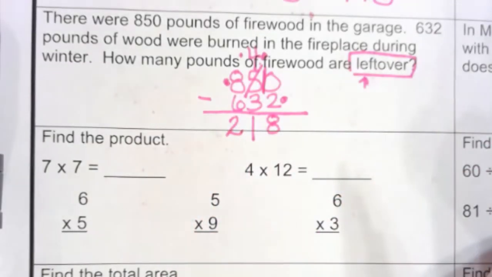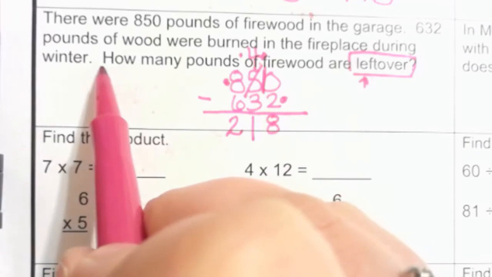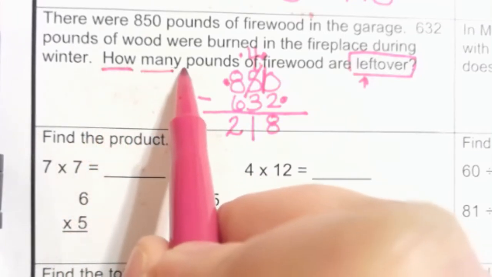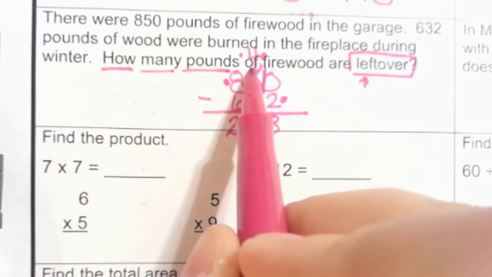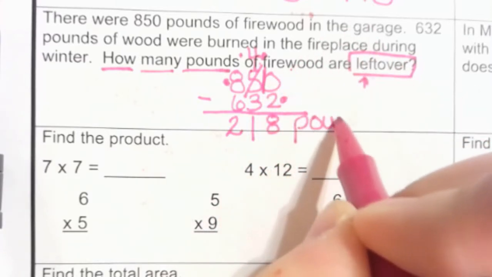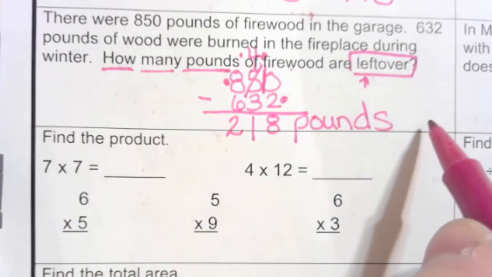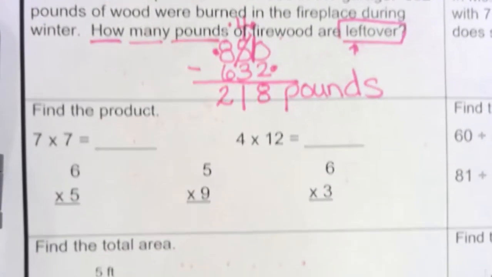What are we talking about? We're talking about fire, or we're talking about wood. That'd be smaller. Firewood. We're talking about wood. How many pounds of firewood? So 218 pounds. And you could continue with firewood.